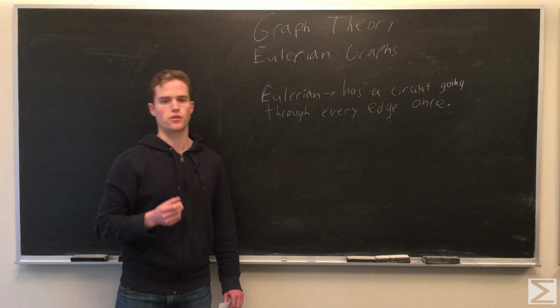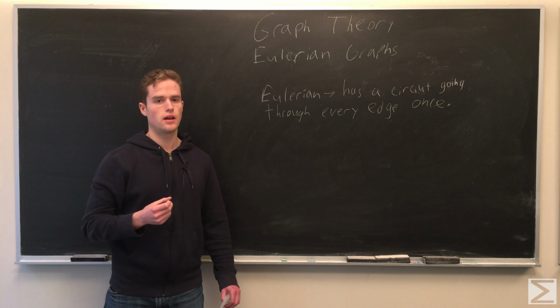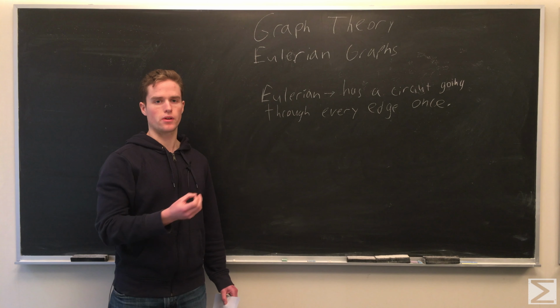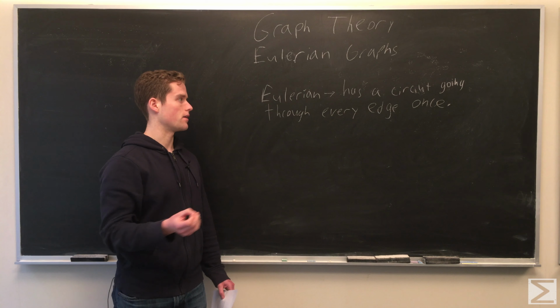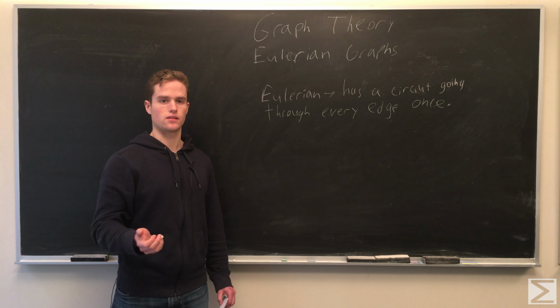So first, let's assume it's Eulerian. So we have a circuit going through every edge in the graph once. And so clearly this has to be connected, otherwise we wouldn't be able to get through every edge, starting on one vertex and going to every other vertex. So yeah, clearly we need the connected condition.